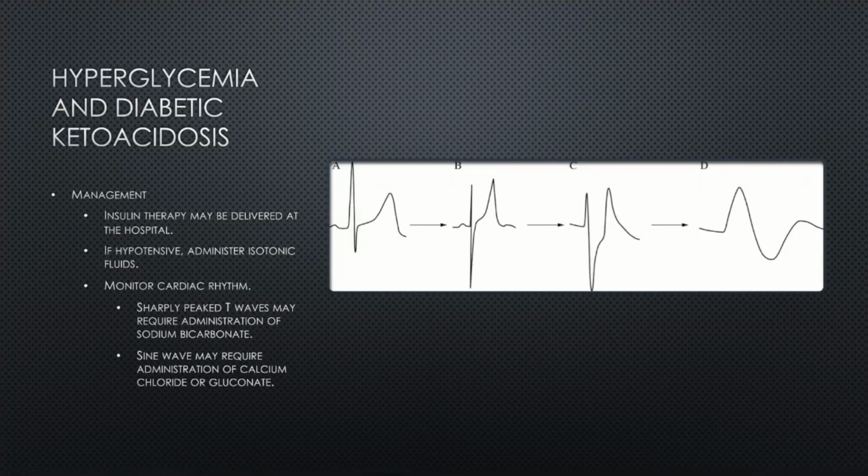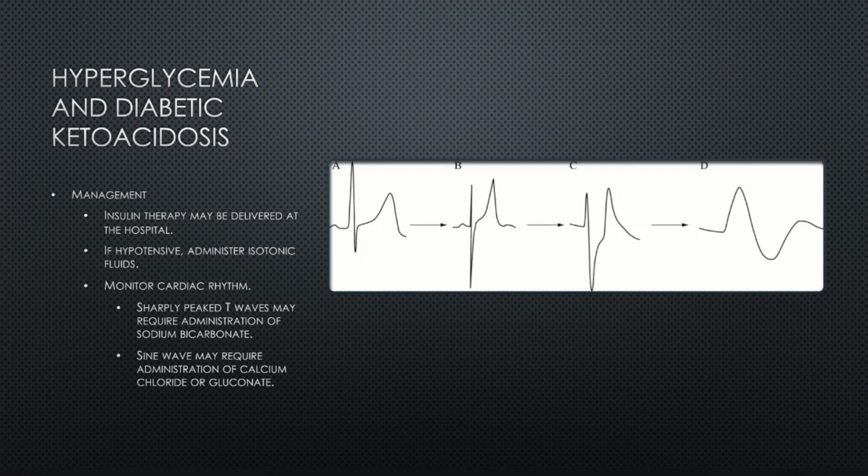So how do we manage these patients with hyperglycemia or DKA? A physician will probably order treatment for DKA if the patient has history and physical exam that are consistent with DKA, and the glucose level is more than 250 milligrams per deciliter. In most instances, insulin therapy should be delivered at the hospital, not pre-hospitally. Follow the procedure for any comatose patient with regard to airway maintenance and oxygen. Of course, be alert for vomiting and have suction ready and on the go.